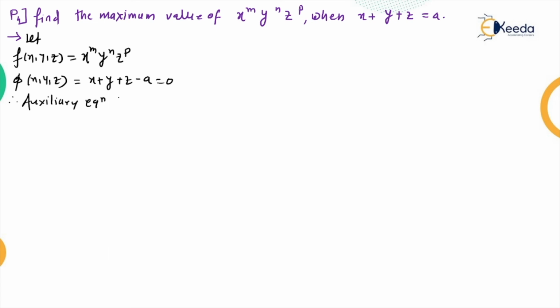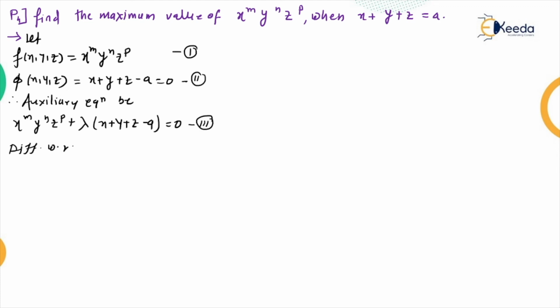the auxiliary equation, writing now in this way: x power m, y power n, z power p plus lambda into x plus y plus z minus a, that is equal to 0. For reference we label these equations 1, 2, and this equation is equation number 3. Now we have to differentiate with respect to x, y, z partially. First I am differentiating equation 3 with respect to x partially.